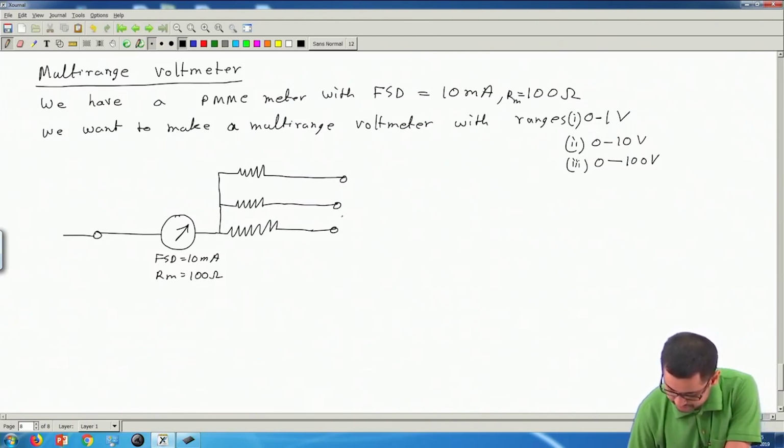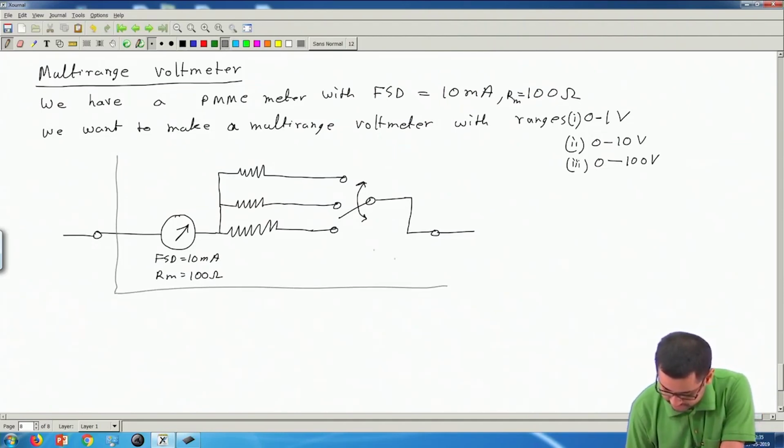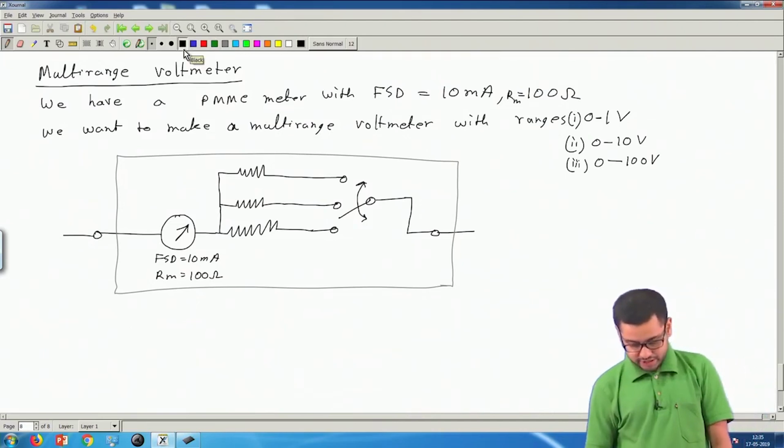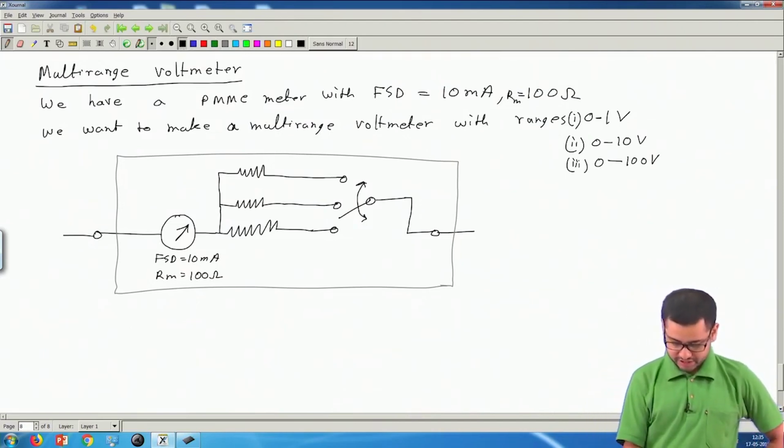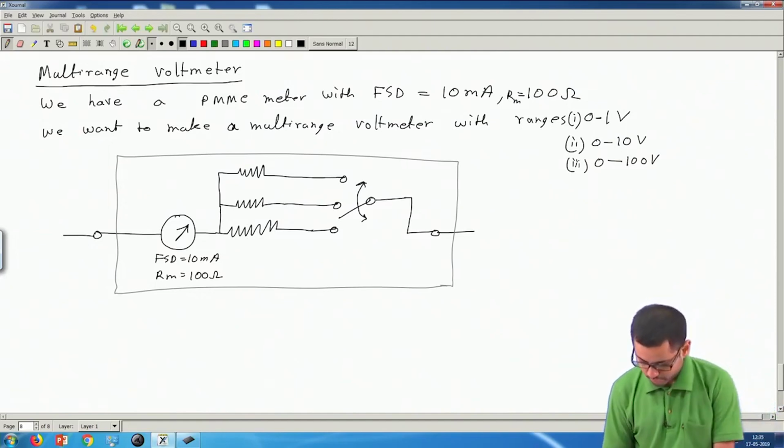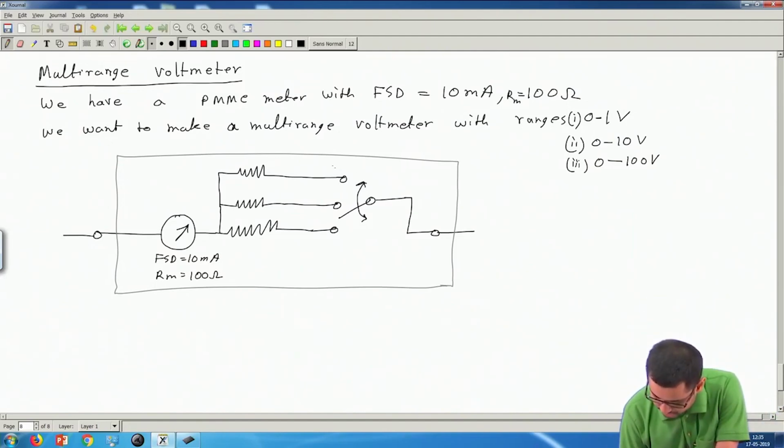And then let me take a switch. This switch can connect to either this or this or this, and these are the final two input terminals where we apply the voltage. So this entire thing is inside the multi-range meter. Now let's find out what should be the values of these three resistances. Say this is the 1 volt range, this is the 10 volt range, and this is the 100 volt range.